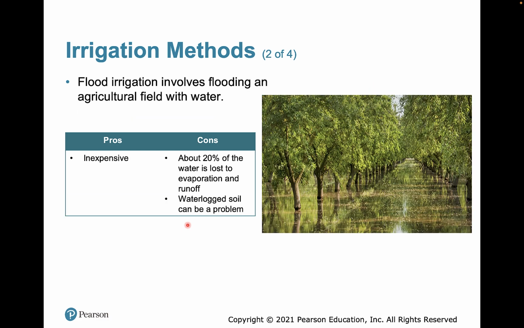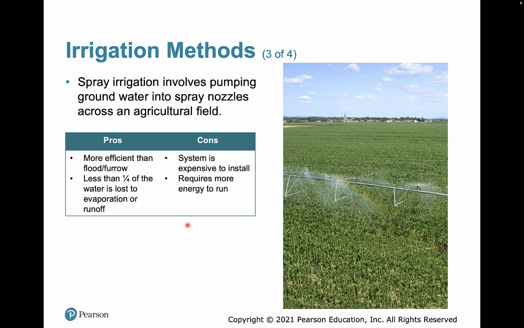Flood irrigation is where you flood an entire field with water, okay? Again, a pro is that it's really cheap. A con, you lose about 20% of the water to evaporation, and you get something called waterlogged soil. We're going to talk about the impacts of waterlogged soil in a little bit. Spray irrigation is what you saw in the first picture, the center pivot irrigation.